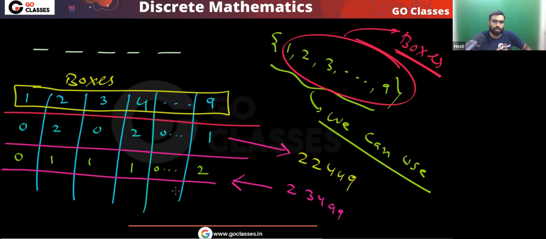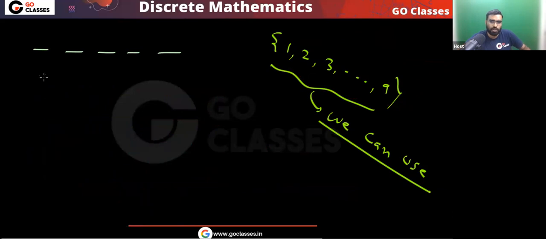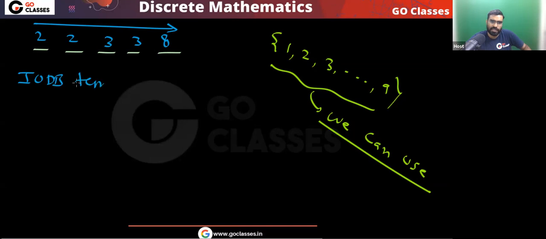So can you notice this is your IODB template? I hope this point is clear. For example, 2, 2, 3, 3, 8. Very simple. This is your IODB template, which we have already seen in the lectures. And that is the same as your star bar.